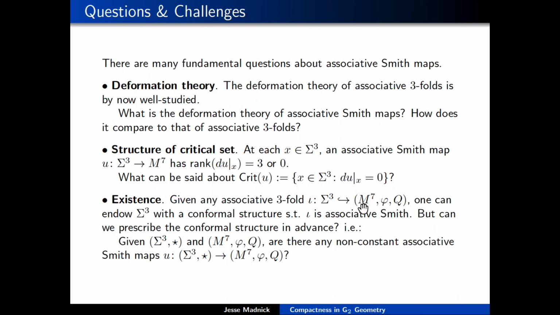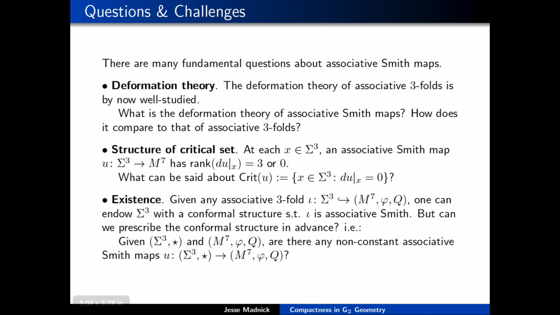If you have any associative threefold in a 7-manifold with a G2 structure, then you can endow the domain with a conformal structure just by pulling back the conformal structure, and that will make your inclusion map or your immersion into an associative Smith map. So in that sense, associative Smith maps are at least as abundant as associative threefolds, but this is probably not what most people mean by existence. What they often really mean is: specify a 3-manifold with a conformal structure in advance. If you do this in advance, are there any non-constant associative Smith maps?